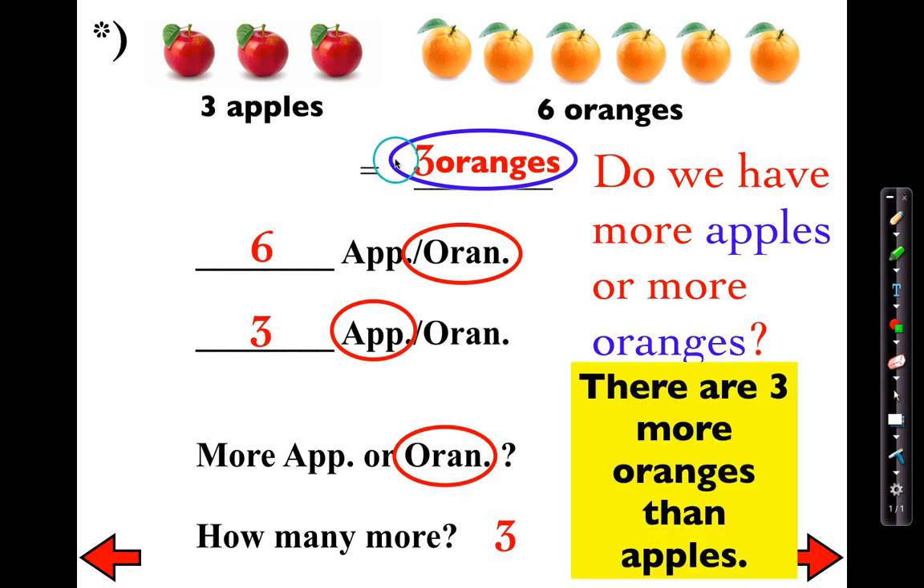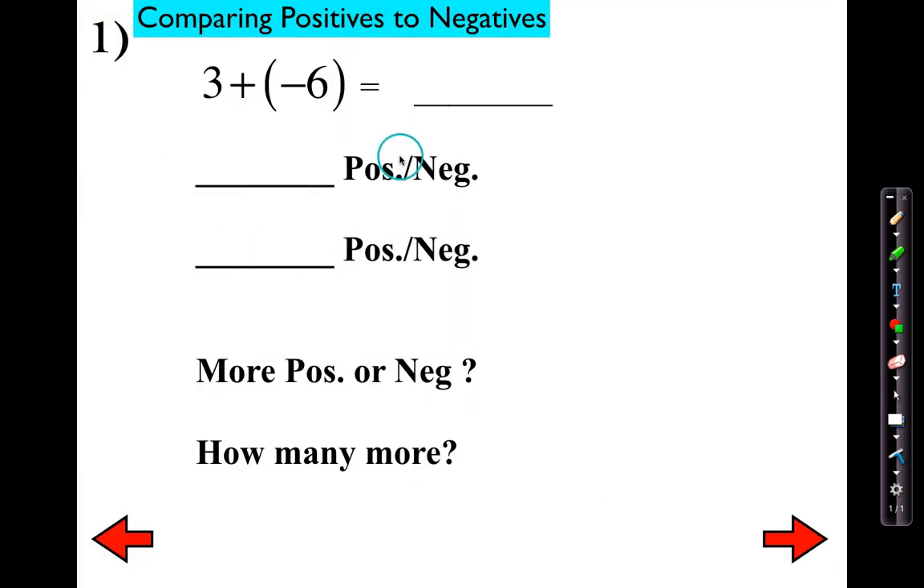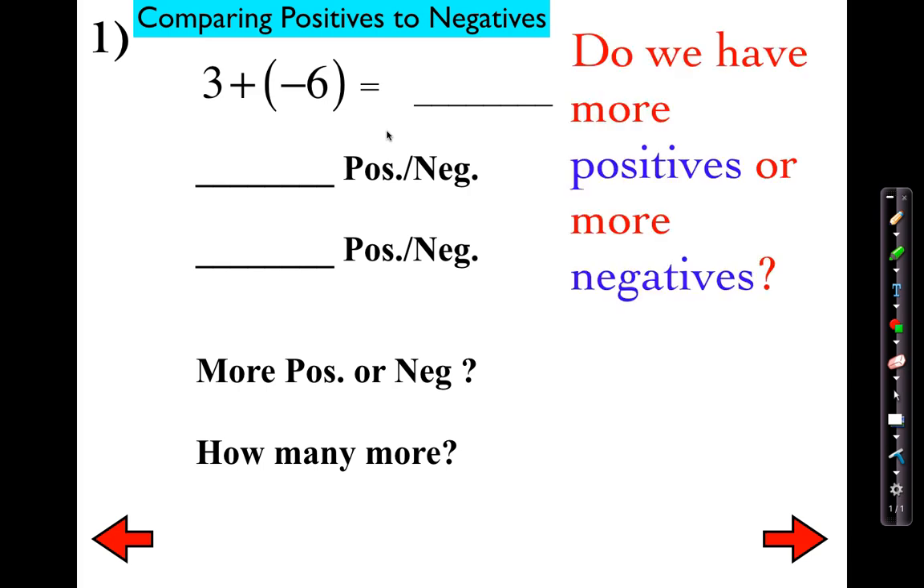Okay, so now let's go ahead and try some numbers. So again, we're going to be adding integers, and we're going to do that by comparing the amount of positives and the amount of negatives. The very first question that I like to ask is, do we have more positives or do we have more negatives? Here I know there's not a sign, but we know that this is a positive 3, so we have 3 positives and we have 6 negatives. So to answer the question, are there more positives or are there more negatives, I would definitely say there are more negatives.